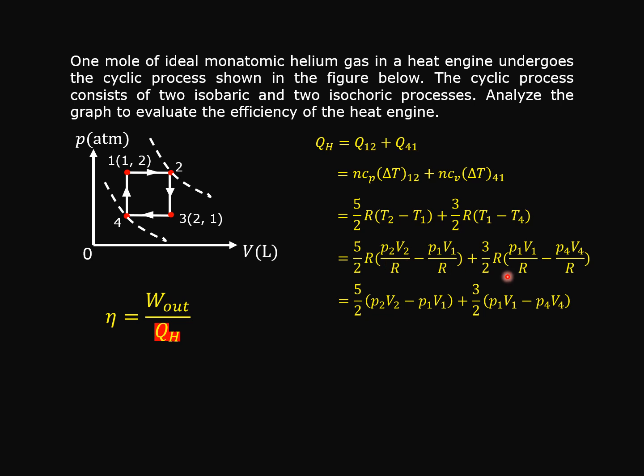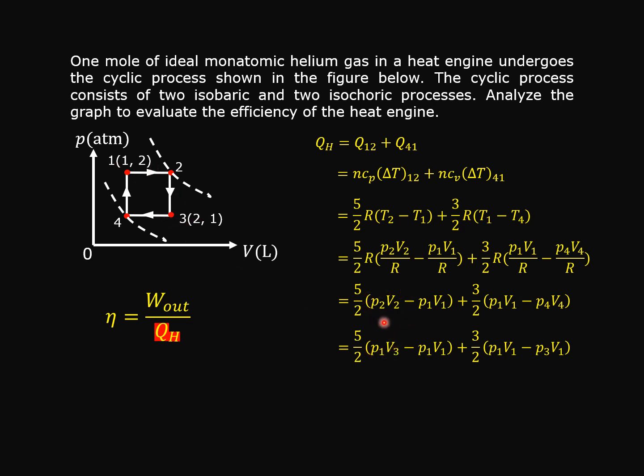Next step, to simplify our equations, we cancel out the R in these two terms. So we have this. Again, same as what we have done for the output work. Now we try to change all these P and V to the PV for state 1 and state 3.